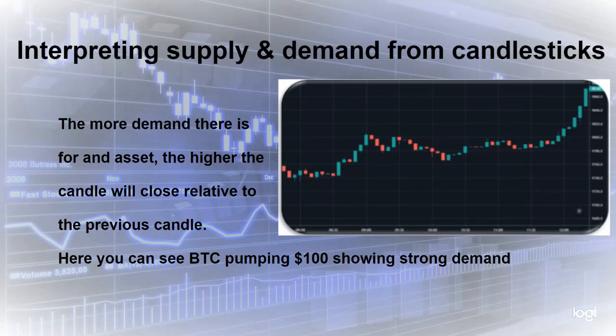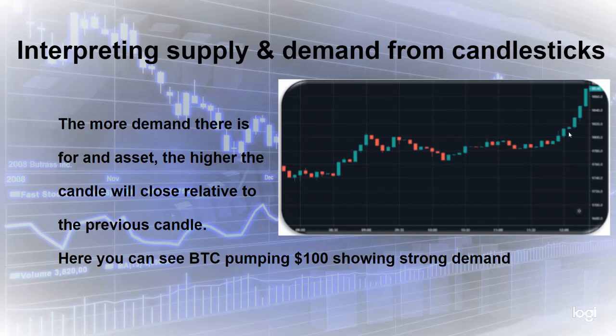Right, so how you can interpret supply and demand from candlesticks. This is very basic. If there is more demand for an asset, the higher the candle will close relative to the previous candle. As you can see in this part here, Bitcoin is pumping. It's a bit blurry here, but it's a $100 move. You should be able to see this on your mentoring document.